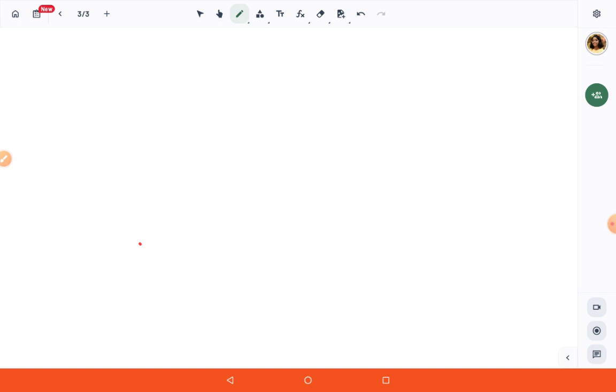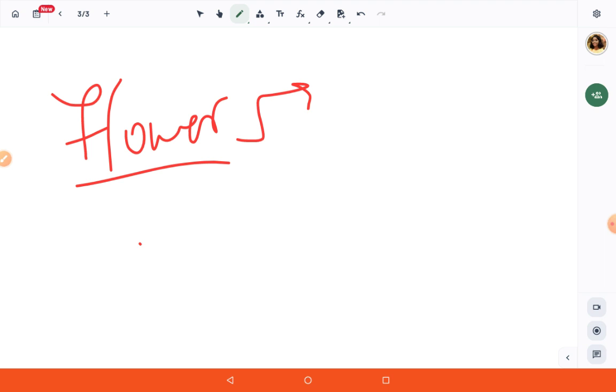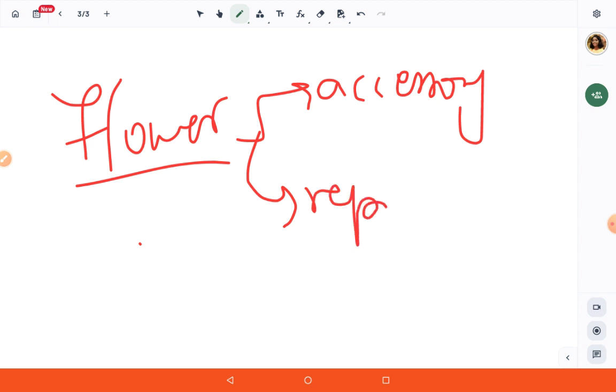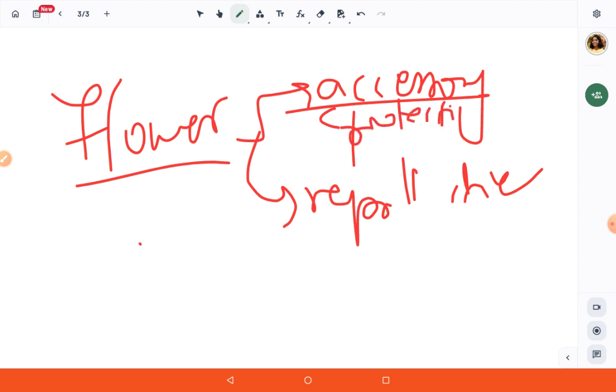Another thing which you have to remember is the flower. In the flower we saw what? 2 parts were there, no? Accessory parts and the reproductive part. Accessory means the part of the plant which provides protection. Protection was provided by which part? Protection was provided by 2 parts. One was the corolla and the other was the calyx. Calyx was a group of sepals and corolla was a group of petals. They added to the beauty and also the protection of the plant.